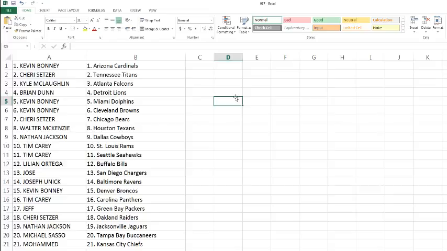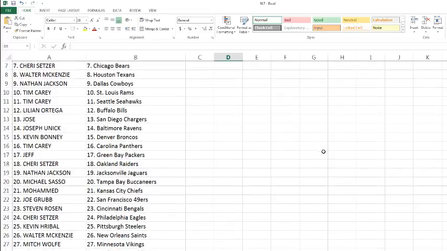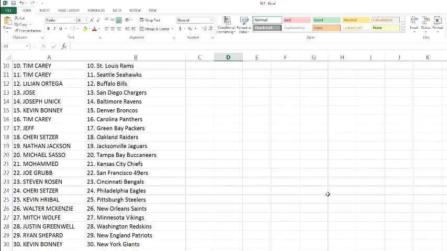Tim Carey with the Panthers. Jeff picking up the Packers. Not a bad draw. Sherry with the Raiders. Nathan Jackson with the Jaguars. Michael Sasso with the Buccaneers. Mohammed with the Chiefs. Joey Grubb with the 49ers. Steven Rosen with the Bengals. Sherry with the Eagles. Kevin H. with the Steelers. Walter McKenzie with the Saints. Mitch Wolf with the Vikings.